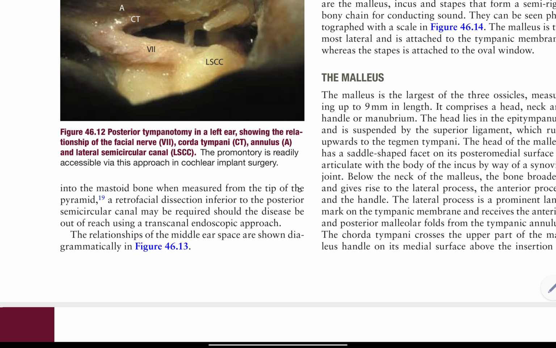A retrofacial dissection inferior to the posterior semicircular canal may be required should the disease be out of reach using a transcanal endoscopic approach. The relationships of the middle ear spaces are shown diagrammatically in figure 46.13.